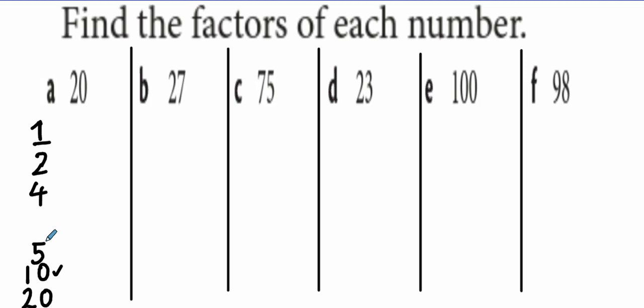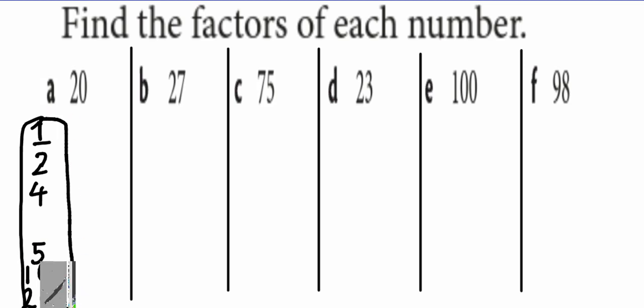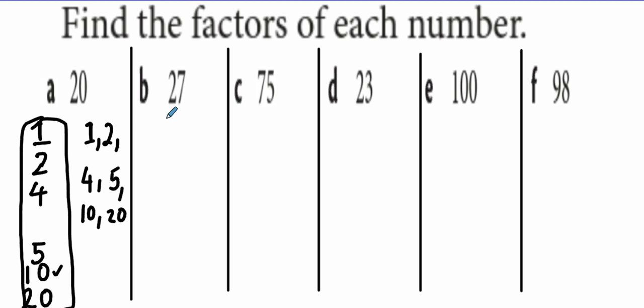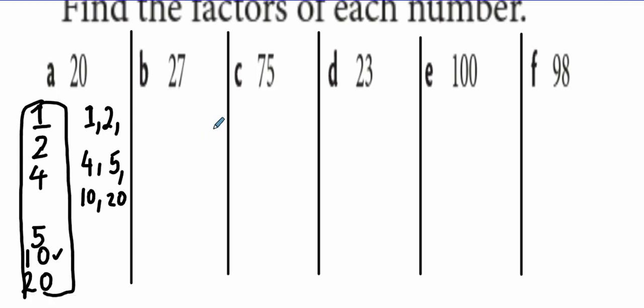Go to 11, not possible. So these remain to be our factors of 20. So we can say the factors of 20 are 1, 2, 4, 5, 10, and then 20 itself. All right, let us see the factors of 27.